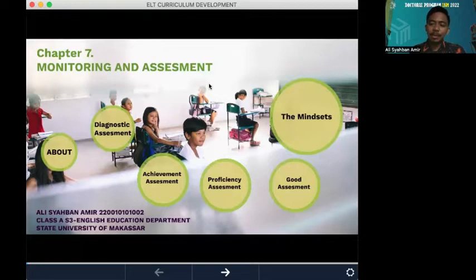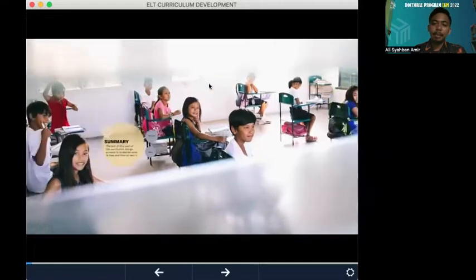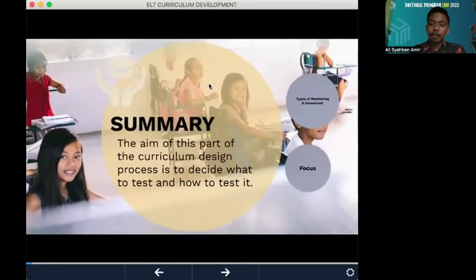Let me present a book by Paul Nation and John Macalister, titled Language Curriculum Design. In this book, I focus on chapter 7, which is about monitoring and assessment. The summary of this chapter is that the aim of the curriculum design process is to decide what to test and how to test it.